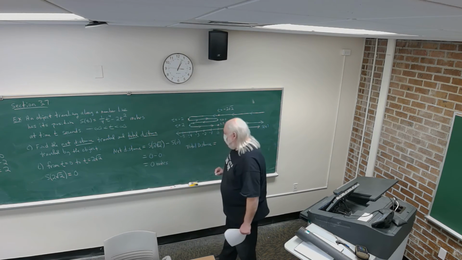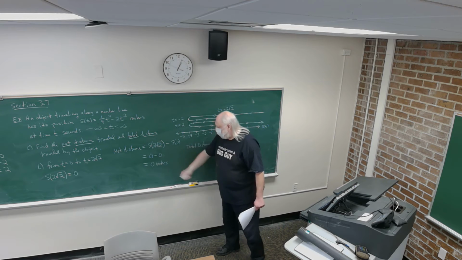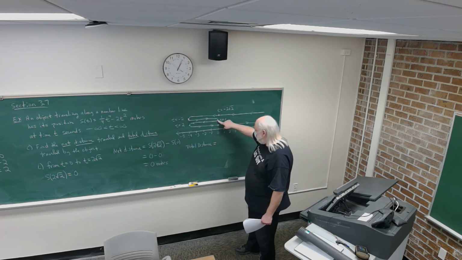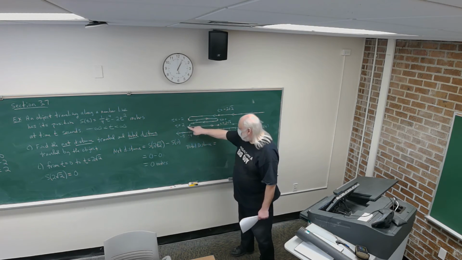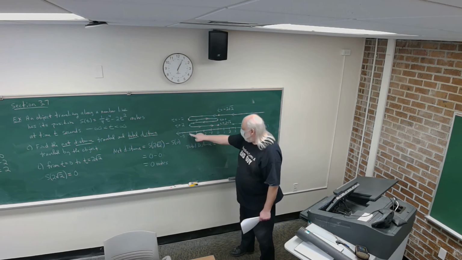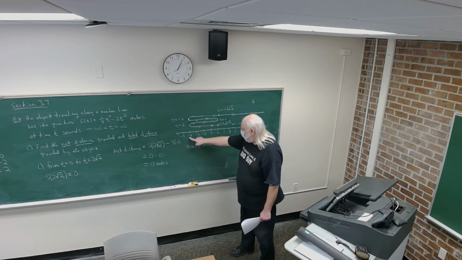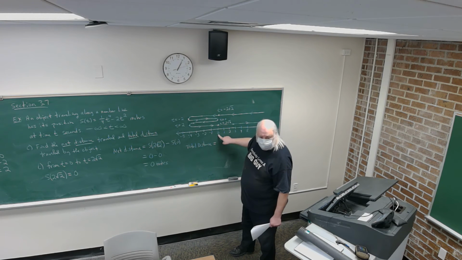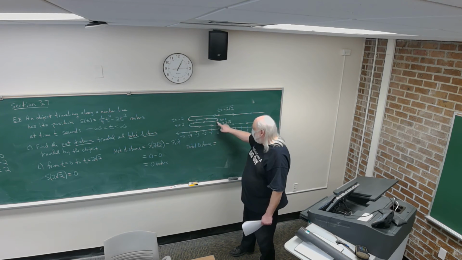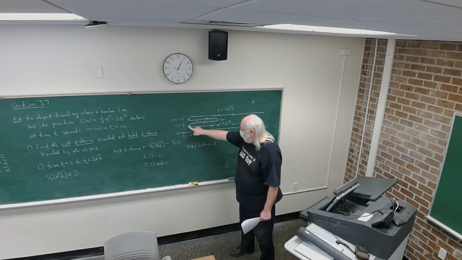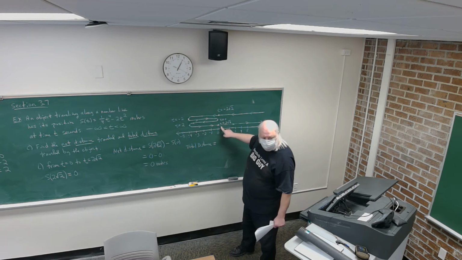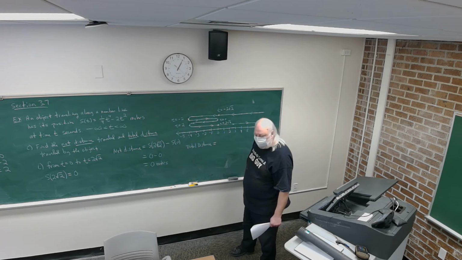Okay? So we're doing net distance from 0 to 2 root 2. Well, here's where it is at t equals 0, right? T equals 0 is at 0 on the real number line. And then from t equals 0 to t equals 2, it moves from 0 to minus 4 on the real number line. And then from t equals 2 to t equals 2 root 2, it moves from minus 4 back to 0 on the real number line. So in short, it went 4 units to the left, and then 4 units to the right, for a total of 8 units.